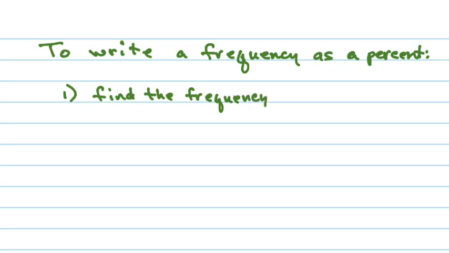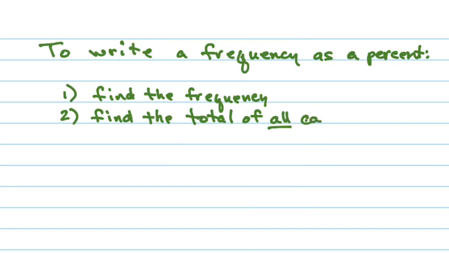Right? So you first have to find the frequency by making the tally marks and then counting them up. Second, after you find the frequency, you must find the total. And that's the total of all the categories. Okay, make sure you're very careful there, because if you add wrong, then it's going to throw all of your numbers off.